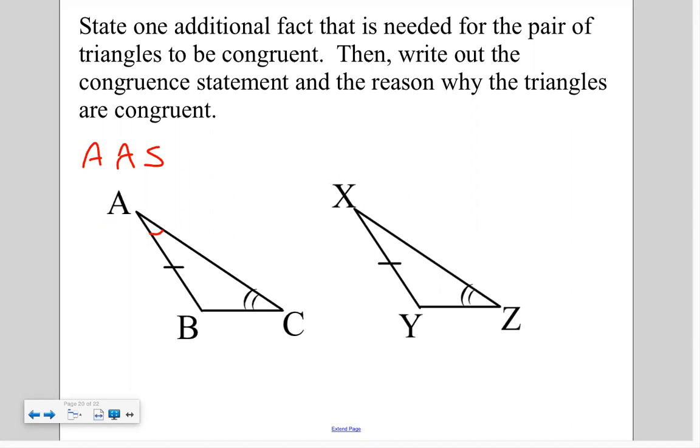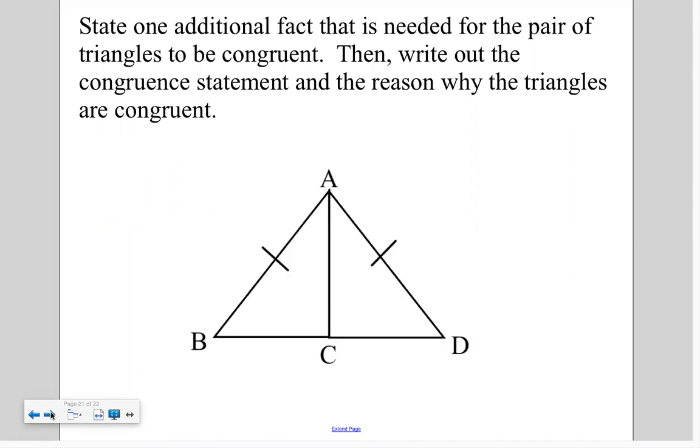Yeah, we could have done angle A is congruent to angle X. And we would have had angle side again. Yeah. But these would be angle side. Now sometimes you can use different facts and use different theorems. Like in this example, state one additional fact that is needed for the pair of triangles to be congruent.